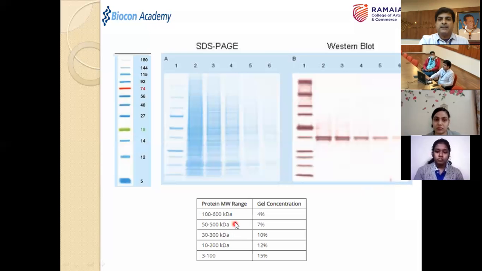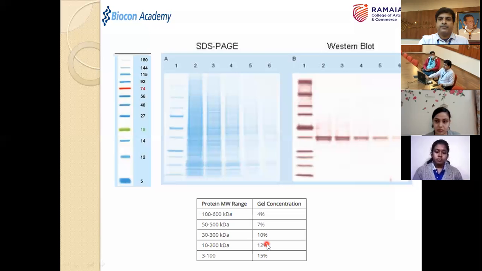This way, SDS-PAGE is done regularly as a basic technique in the laboratories. And here, as I said, different molecular weight ranges and gel concentrations, you need to choose accordingly. What is your required protein, or the protein of your interest that you are looking at? And what is the range of gel concentration that is appropriate, right? So that is all about SDS-PAGE. Any questions as of now, you can ask.